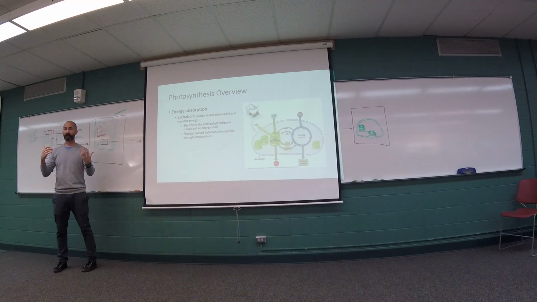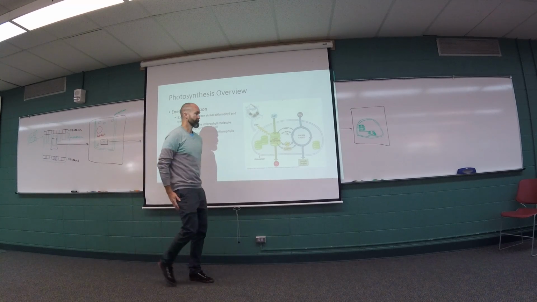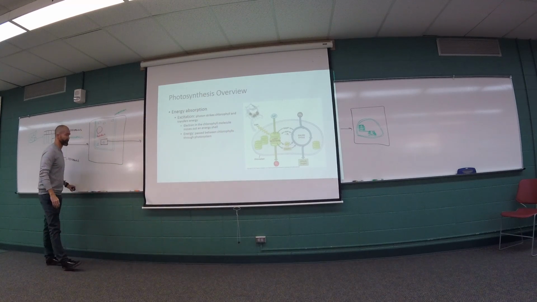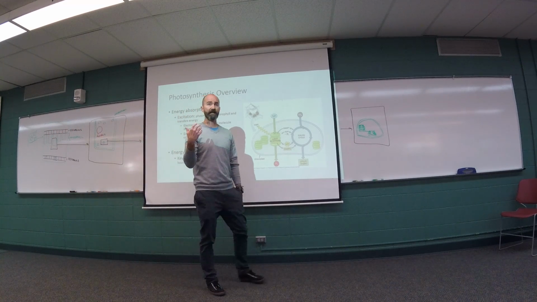Ultimately, what's going to happen is that electron is going to fall back to its ground state, to its original energy shell, and then it's going to pass that energy that it absorbed to an adjacent chlorophyll molecule. And then that chlorophyll molecule will get excited. And then this energy kind of bounces back and forth between different chlorophylls. Until eventually, a chlorophyll molecule, something called either P680 or P700, absorbs that energy.